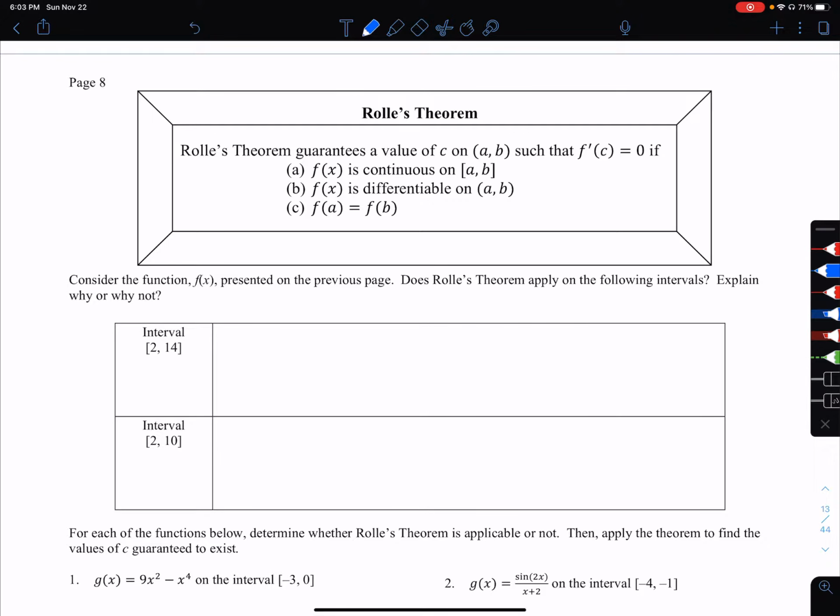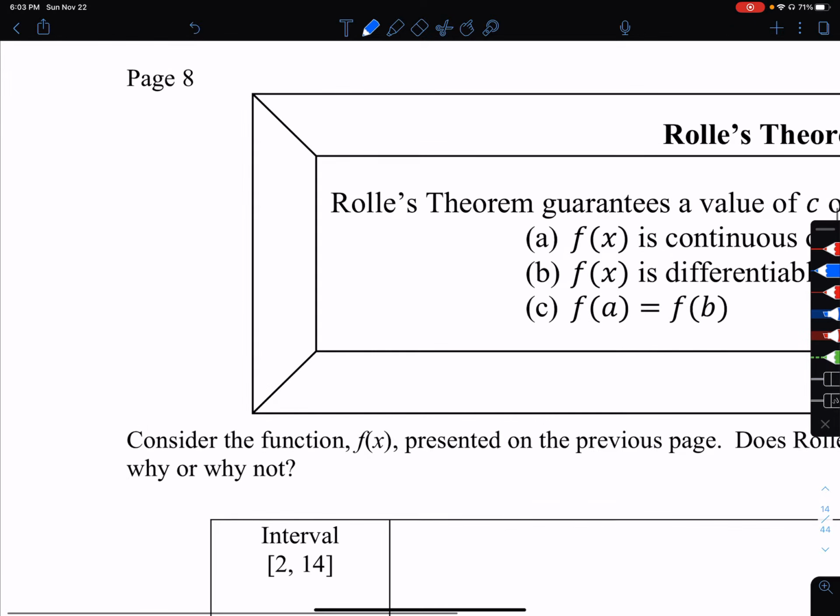1, the function is continuous on the closed interval. 2, the function is differentiable on the open interval. And 3, the endpoints are the same height. That is Rolle's theorem. Let me try to give you a picture to represent this.